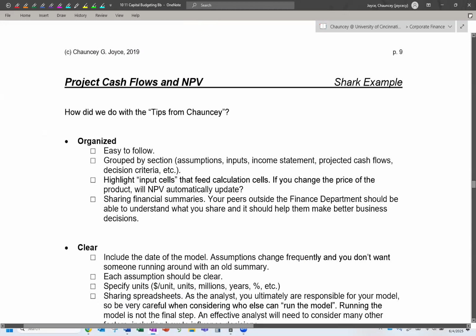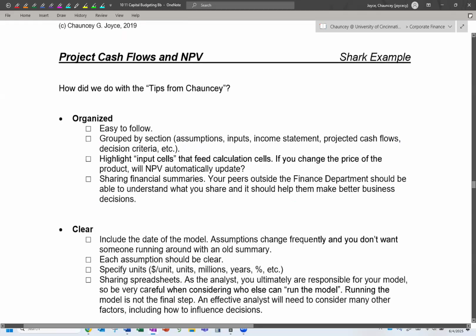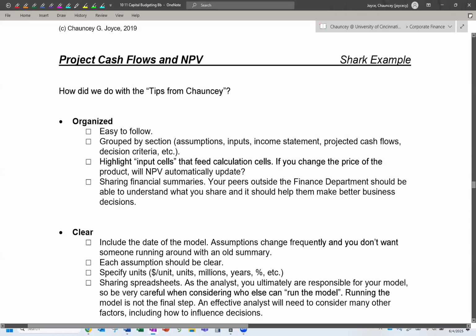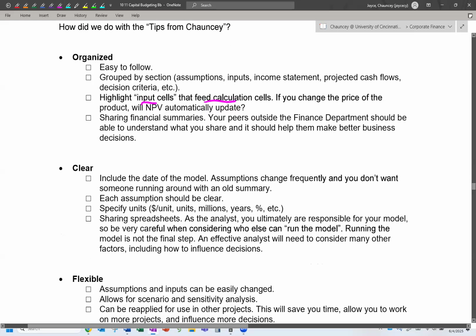All right, so how'd we do? We did actually pretty well here. Everything was organized. It was grouped by section. We highlighted certain cells that were input versus calculation cells. We have dates of model. We have our name. We have units specified.